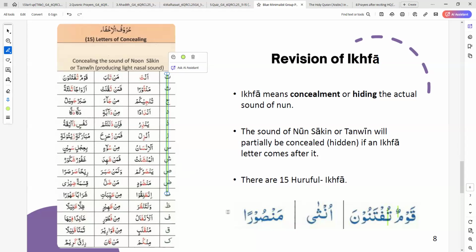Mansura. Okay, so 15 letters of huruf ikhfa. Whenever they come after noon sakin or tanween, noon is pronounced in a hidden way, or in concealment. That was today's lesson and the revision of the rule of ikhfa. Now I would request our TA to do the practice session of the surah. Jazakumullah.